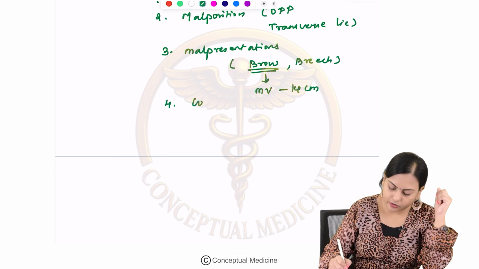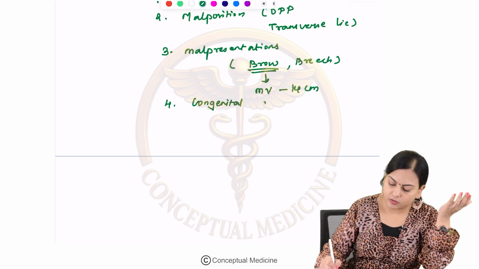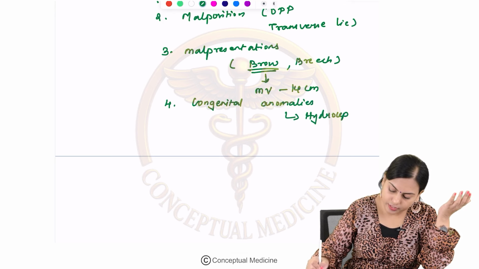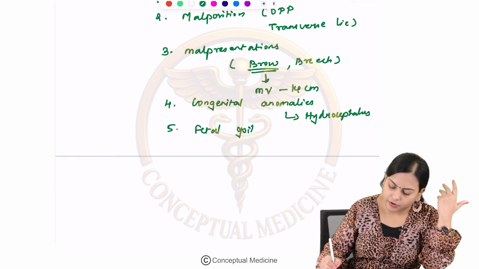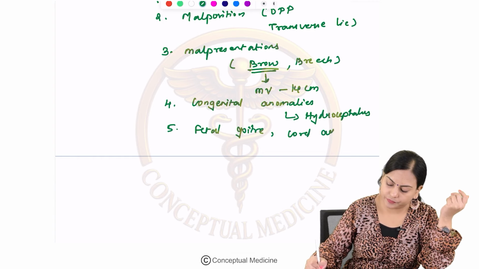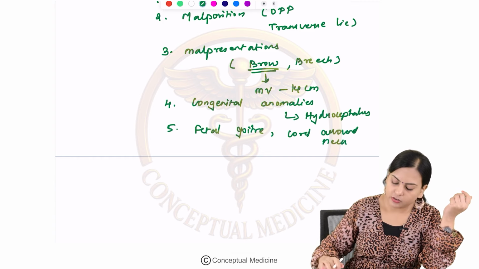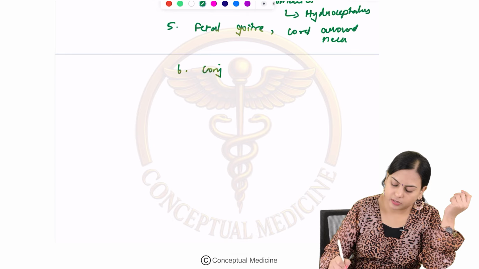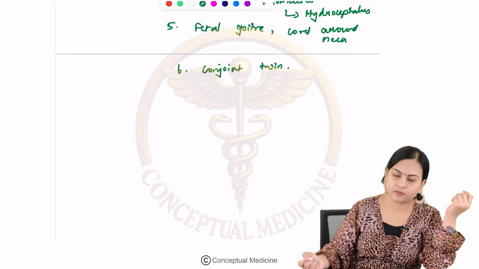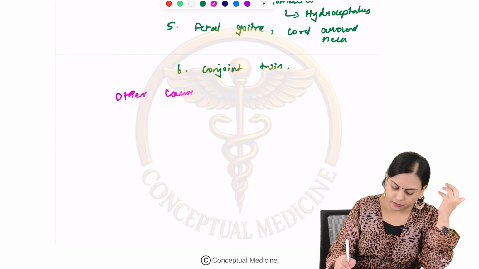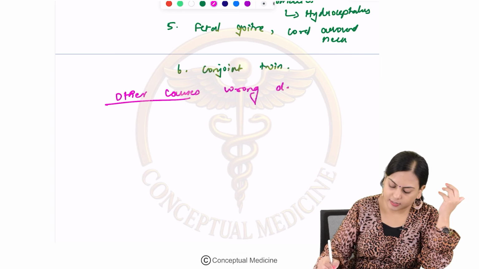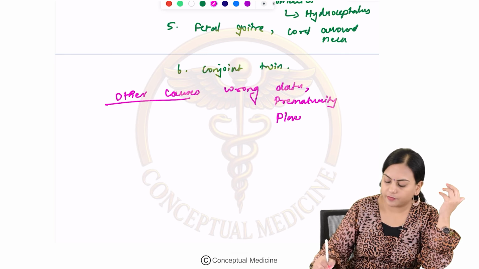And then if there are any congenital anomalies, like hydrocephalus, okay. Then if there is fetal goiter or there is cord around the neck or there is conjoined twin gestation. Clear? We will see some other few causes also. So, other causes may also include wrong dates, prematurity and placenta previa. Okay.